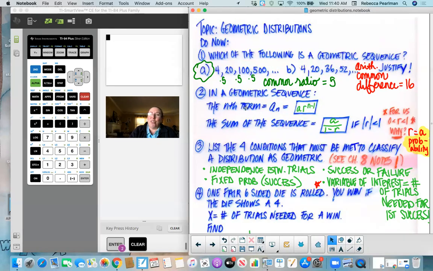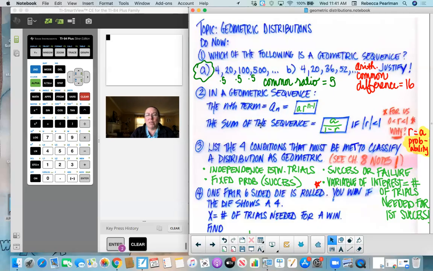To get the nth term in a geometric progression, we have some constant times a common ratio raised to the power n minus 1. So if you look at 100, it is the third term. We take the first term 4 times 5, not to the third, but to the second to give us 100. 4 times 25. So it's n minus 1.